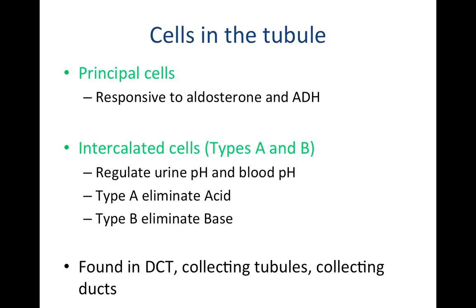In the tubule, there are some specialized cells that respond to specific circumstances, specific hormones. Principal cells have receptors for aldosterone and antidiuretic hormone. Intercalated cells, you have type A and type B intercalated cells. These help to regulate the pH of the urine and the blood. Type A cells will eliminate acid, and type B intercalated cells will eliminate base. So that's an easy way to remember them. These cells are found along the distal convoluted tubule, the collecting tubules, and collecting ducts. So we'll talk about those a little bit later.